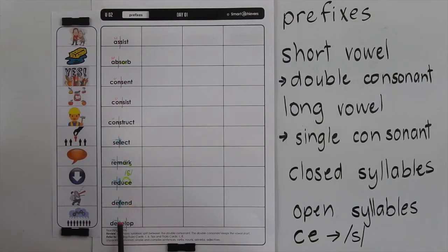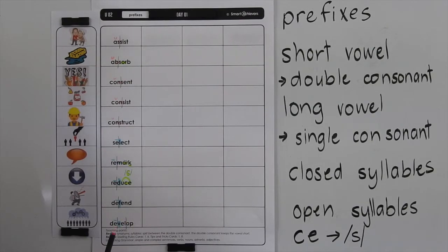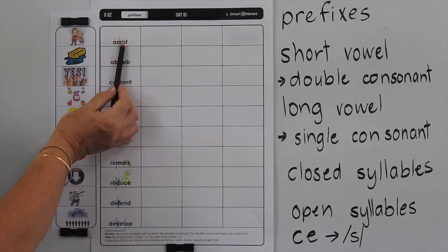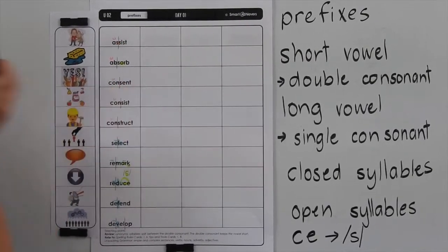Now defend, quite easy. Develop, you've got a long vowel sound, so it's an open syllable. Short vowel sound, so we close it, and then we've got another closed syllable at the end there. So do make sure you read these little teaching points at the bottom. Now we're going to go through and have a quick look at what all these words mean.